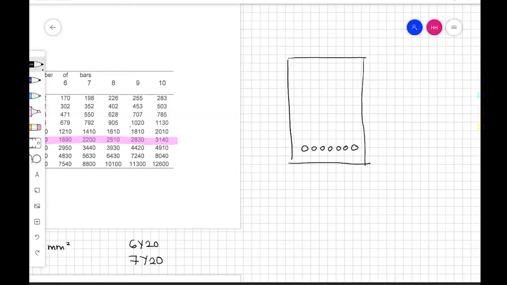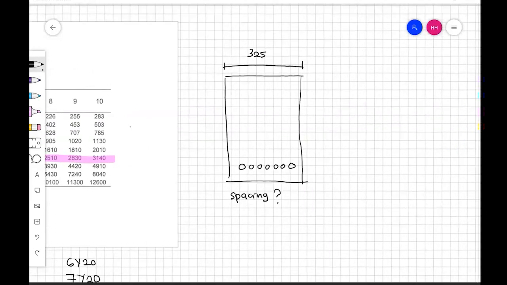Kalau macam ni boleh, tapi kita kena risau pasal spacing. Is it enough? Okay, we know that breadth is only 325 mm. So is spacing dia enough kalau you nak buat dia satu layer macam ni, satu layer bar sahaja? Okay. Kalau katakan you kata okay Miss, why not if kita buat macam ni?